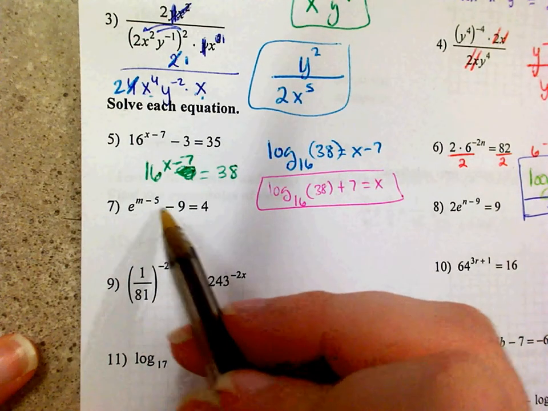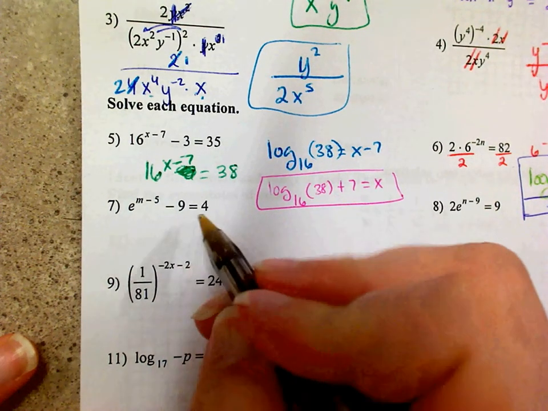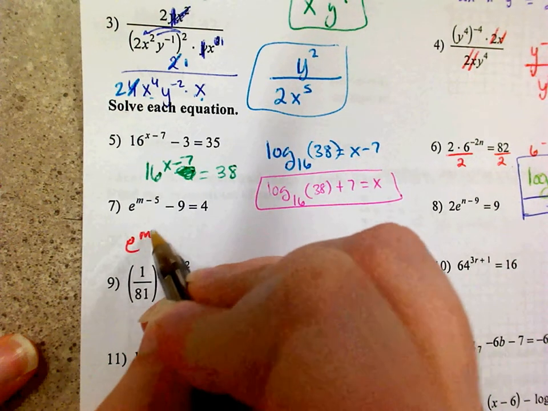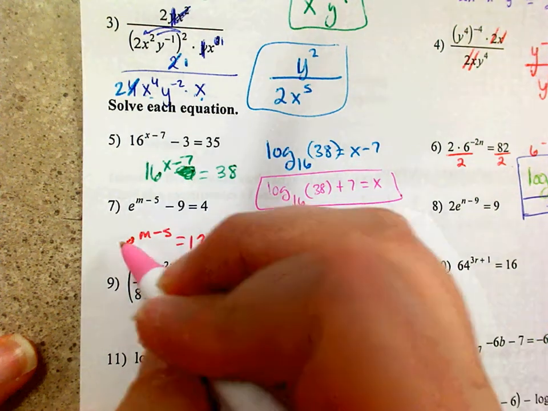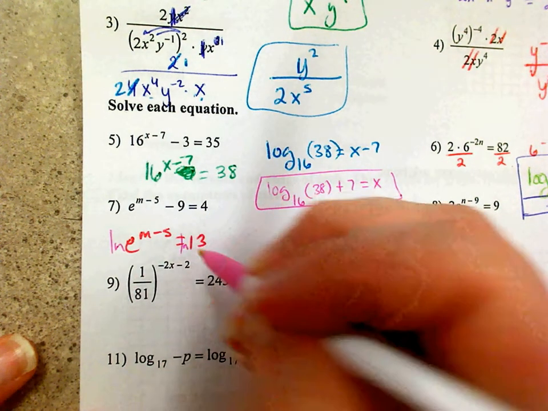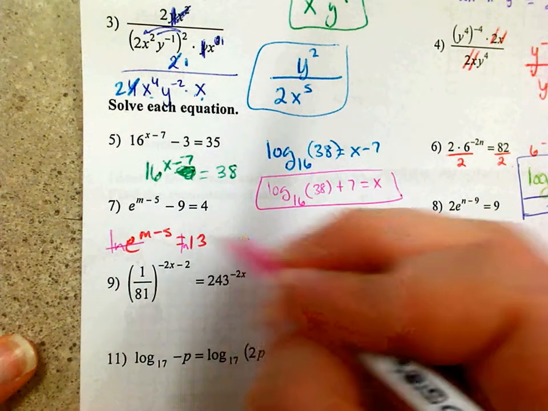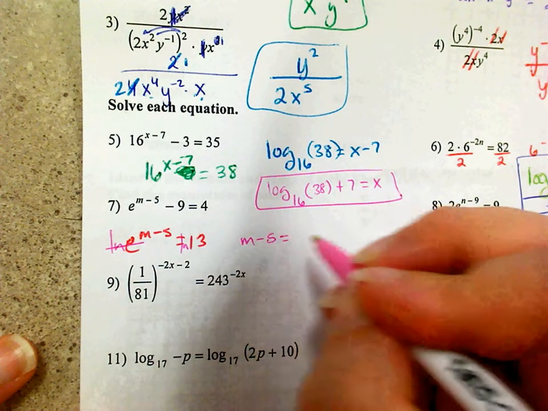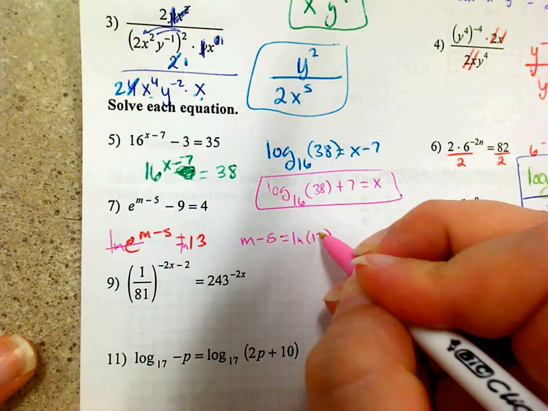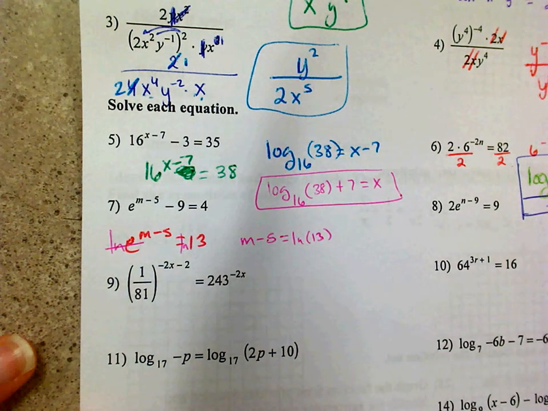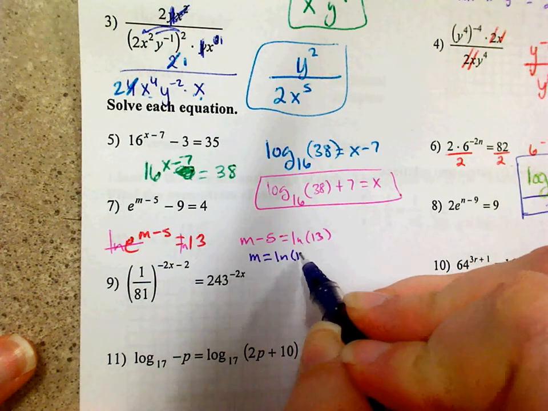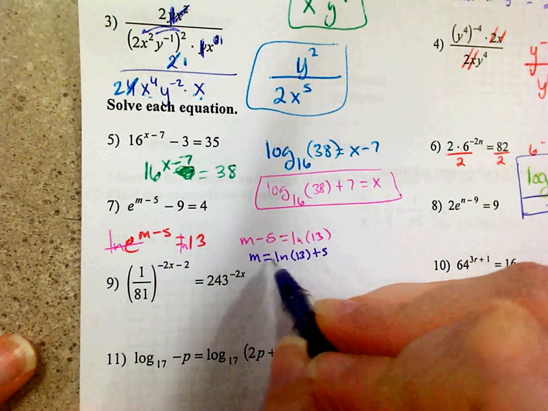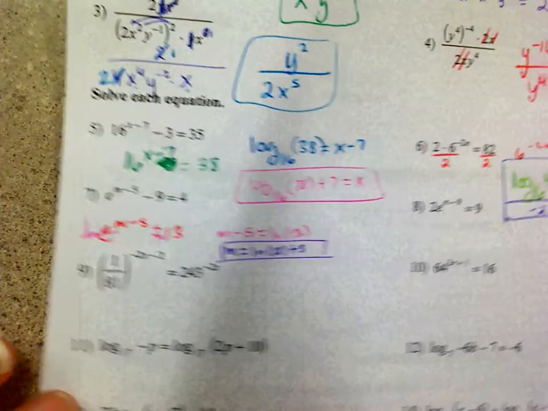So first get the exponential alone by adding 9. I add 9, I get 13. So e to the m minus 5 equals 13. Well, you have to remember what cancels out an e, and that's a natural log. So I put a natural log in front of both sides. So here's what I've got. m minus 5 equals the natural log of 13. Well, if I want to solve for m, then I'm going to add 5, so my final answer is going to be m equals the natural log of 13 plus 5. And there we go.